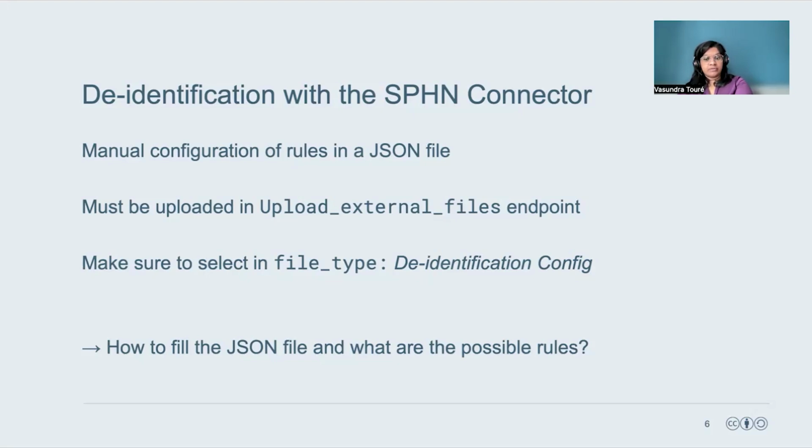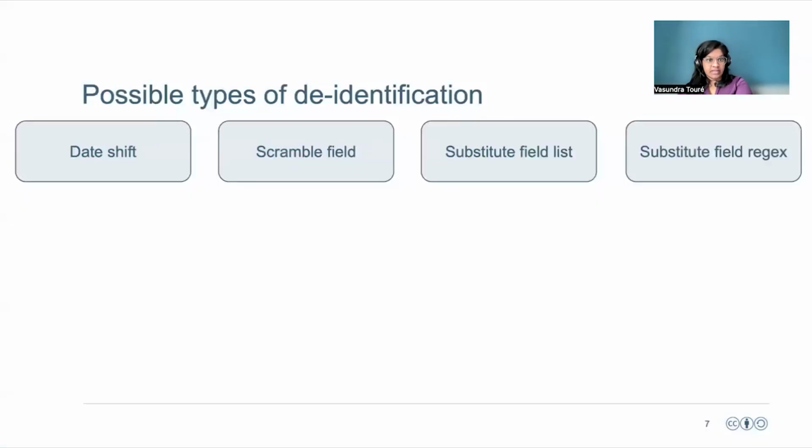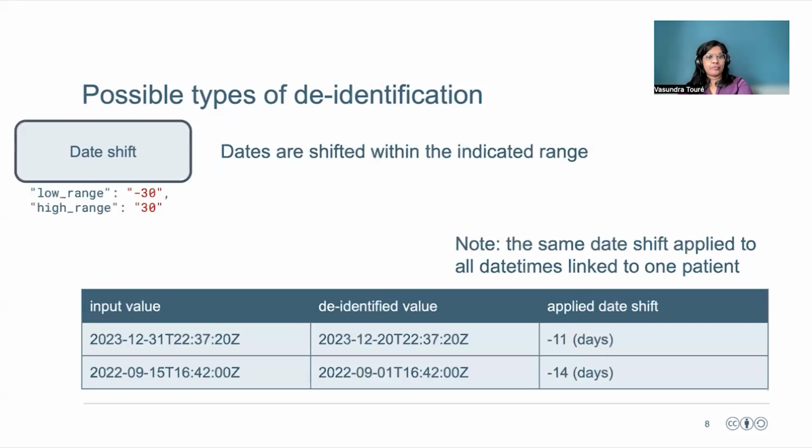Now we will see what are the rules that are supported in the connector. So you have 4 possible types of de-identification that can be done: date shift, scramble field, substitute field list, and regex. So with the date shift, you can basically indicate a range within which you want your date times to be shifted, and the connector basically picks one value out of this range and applies that to all the date times that are linked to a patient. In this example, the date got shifted by minus 11 days, and here by minus 14 days.